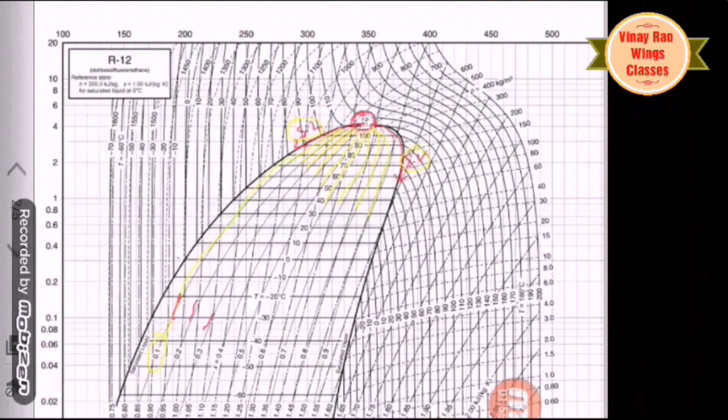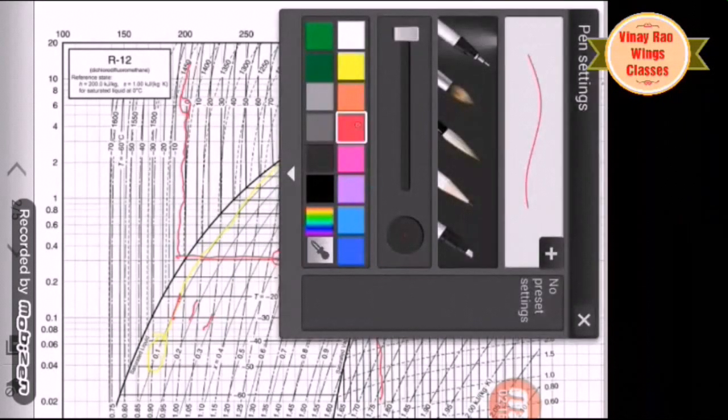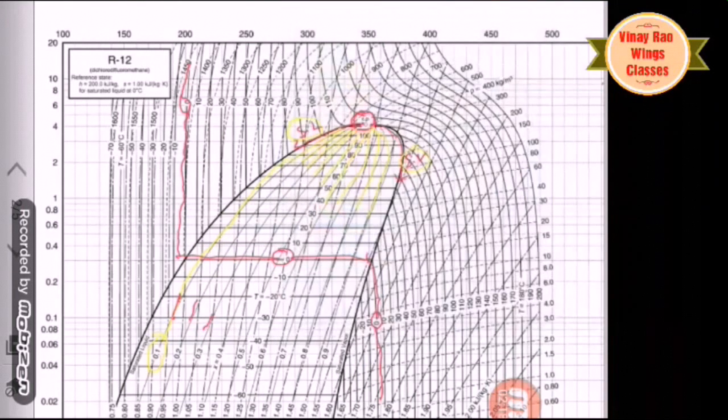If we follow this, it is a 0 degree Celsius line. If we follow this 0 degree Celsius line, it moves in the downward direction. This one again is 0 degree Celsius. That means if we follow on this side, this is a 0 degree Celsius line. This is a constant temperature line in this chart, and it moves like this in the diagram.